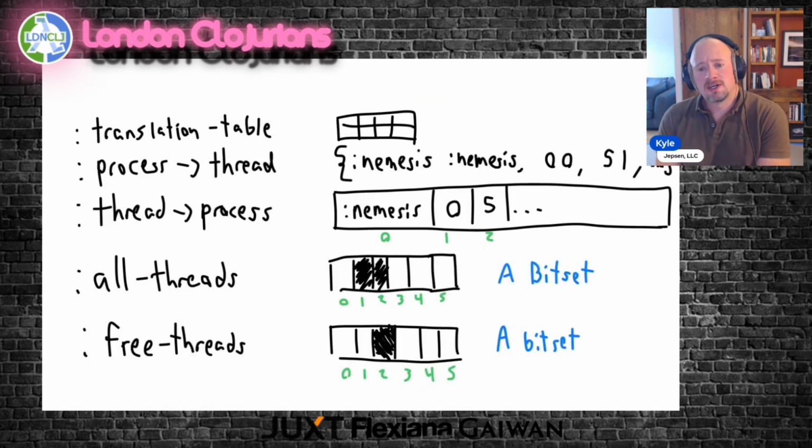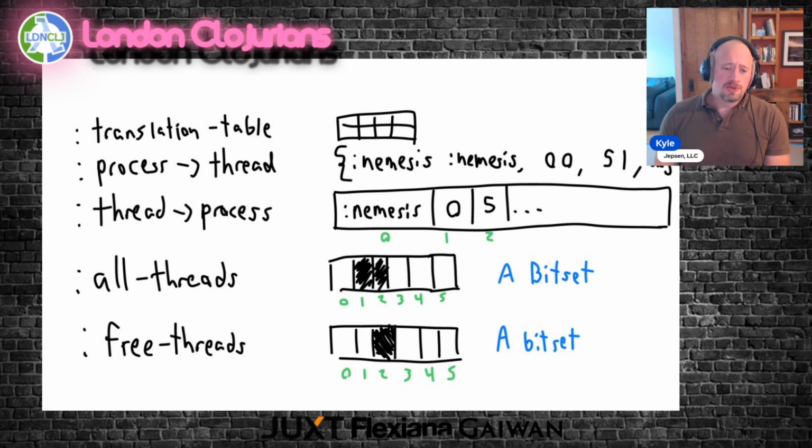Now I can replace my context map with one that takes advantage of these more compact representations. So I keep a copy of the translation table, and I also keep a process to thread mapping and a thread to process mapping. Because the thread IDs are now integers, I can store that thread to process mapping in an array instead of having to store it in a map.